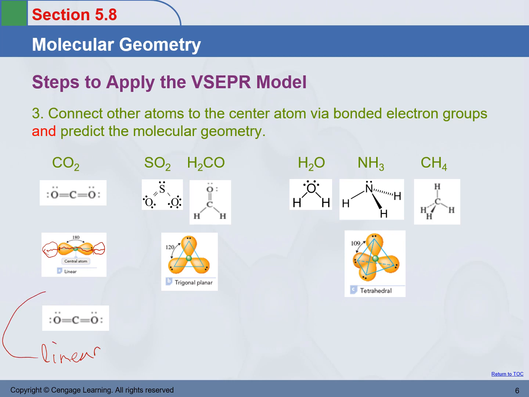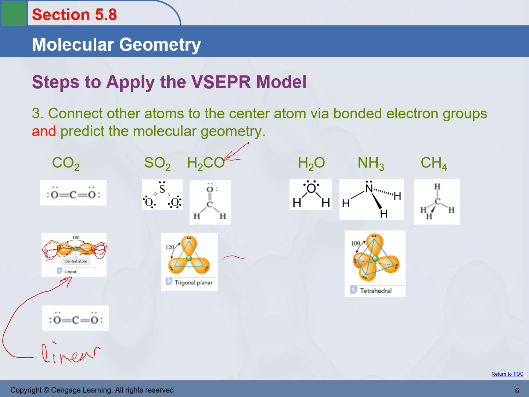Oh, this is the same as the electron arrangement. Yes, in this case it is the same, because wherever you have electrons, you do have an atom there to take that position. They're bonded. So they are the same shape. Let's look at the second one. Let's look at formaldehyde.